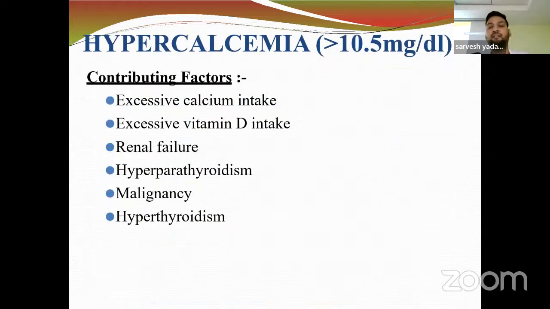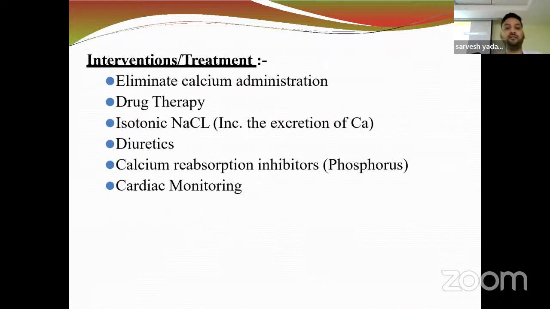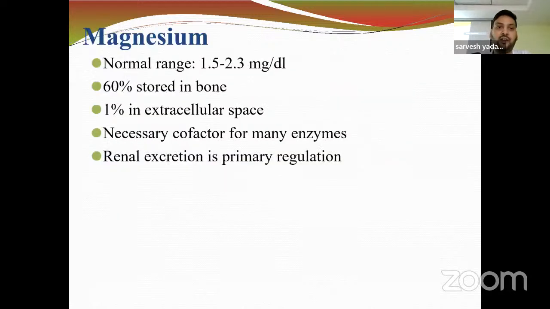Hypercalcemia is when serum calcium level is more than 10.5 milligram per deciliter. Contributing factors are excessive calcium intake, excessive vitamin D intake, renal failure, hyperparathyroidism, malignancy, and hyperthyroidism. Interventions for treatment: eliminate calcium administration; drug therapy with isotonic NaCl, which increases the excretion of calcium; diuretics; calcium reabsorption inhibitors like phosphorus; and cardiac monitoring.